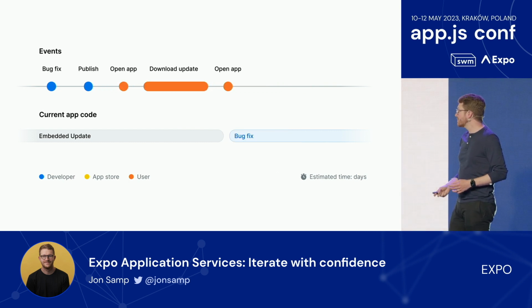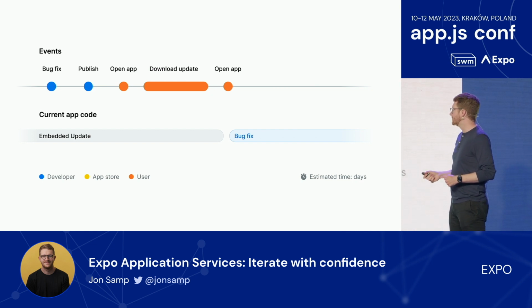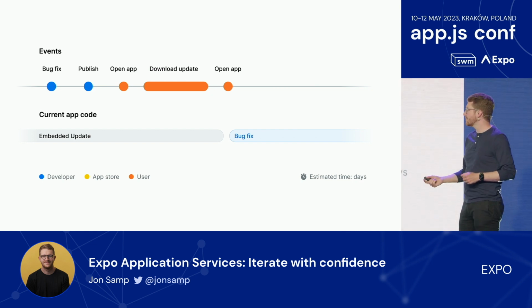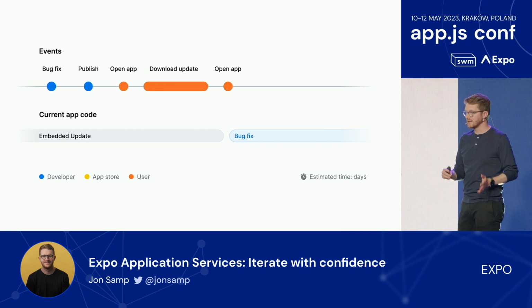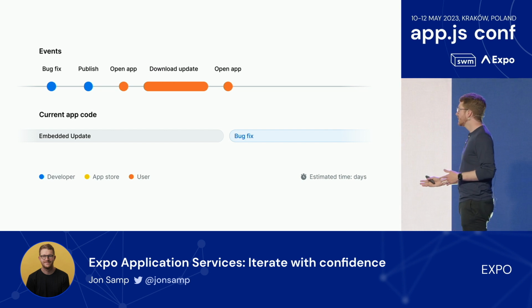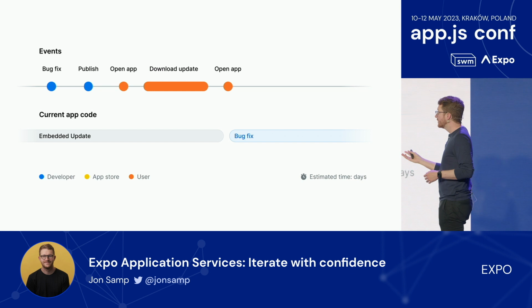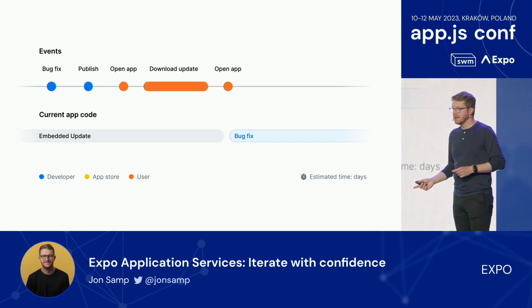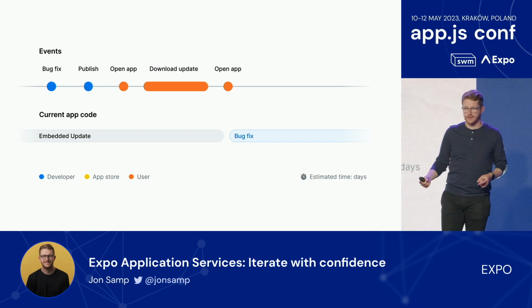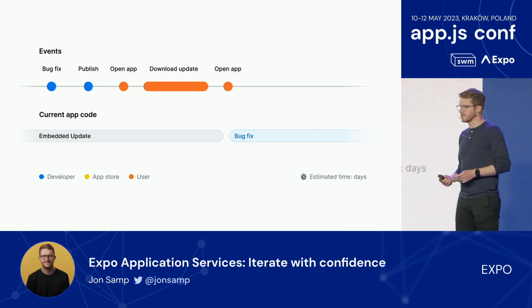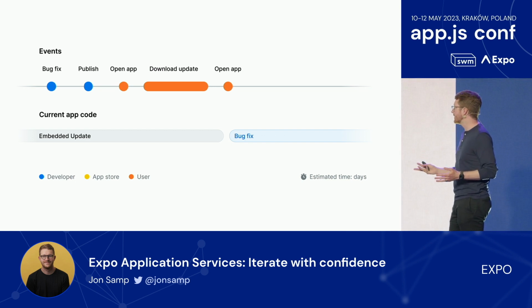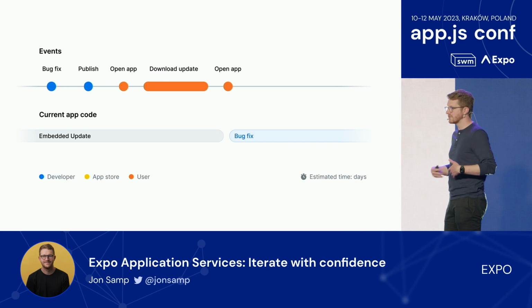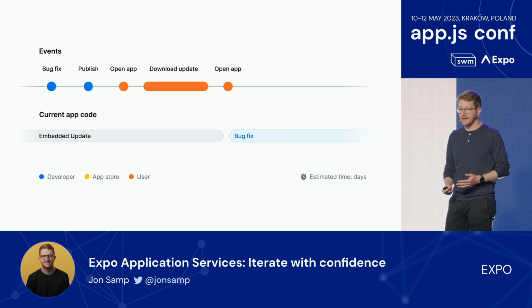With EAS, we've made this a lot faster, and with EAS Update specifically. So now if I have a bug fix, I can run EAS Update, which publishes that bug fix. Then when my user opens the app, they will start downloading the new update, and then when they open it again, we'll apply the new update. The reason why we do that is so that they get the fastest startup time, and they can keep on using their app, and then it just updates seamlessly without them seeing anything.